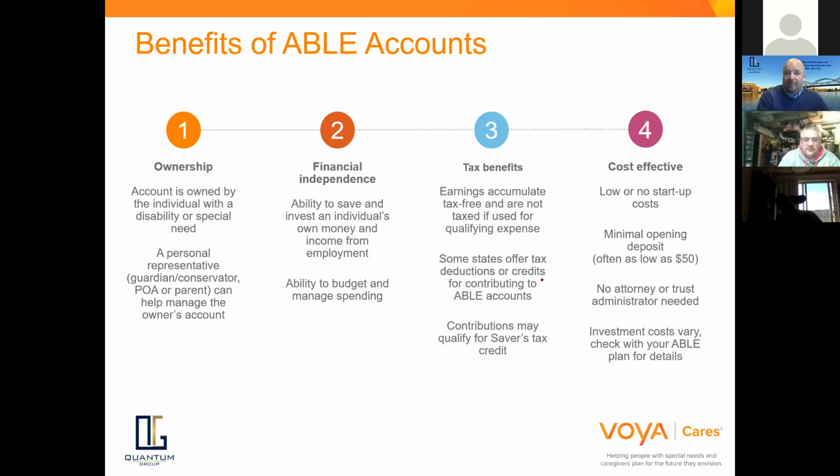It does provide financial independence. If you want to use it for budgeting and managing, it can be a savings account, it can be a spending account, and it's really an independent piece that works out very well.